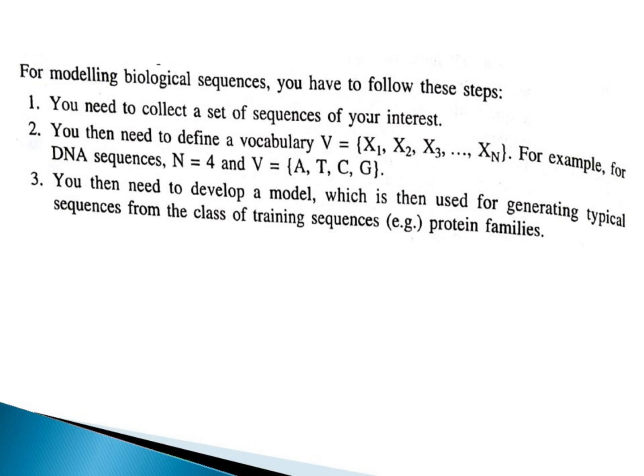Now, for modeling biological sequences, we have to follow these steps. Step 1 is we need to collect the set of sequences of our interest. Step 2 is we have to define the vocabulary V equal to x1, x2, x3, etc. up to xn. For example, in the case of a DNA sequence, the vocabulary is adenine, thymine, cytosine, and guanine. So V is the set of A, T, C, G, and we have four kinds of vocabulary, so N is equal to 4.